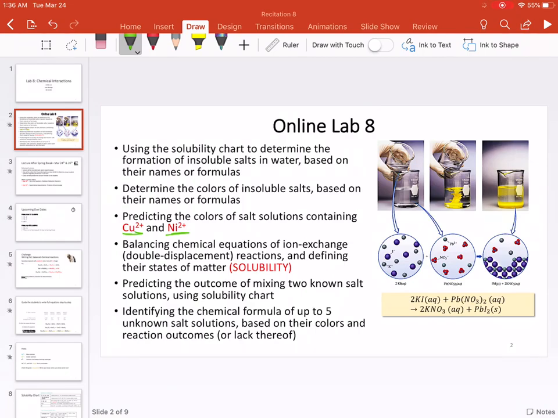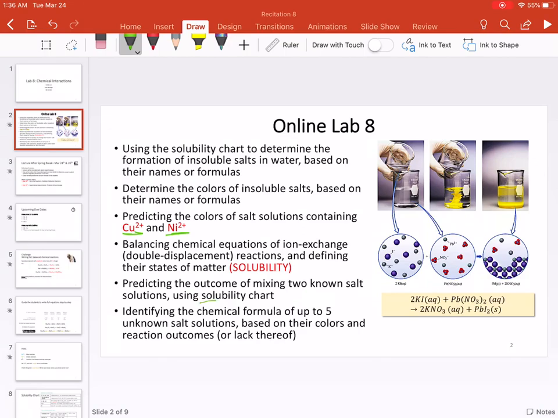So keep that in mind, you will be balancing chemical equations, in this case double displacement chemical reactions, which are the most common ones and the ones you will be mostly studying in this lab session, and defining their states of matter, which is just establishing whether it's in aqueous state or solid state if you form an insoluble salt in the end. You will be predicting the outcome of mixing two known salt solutions.